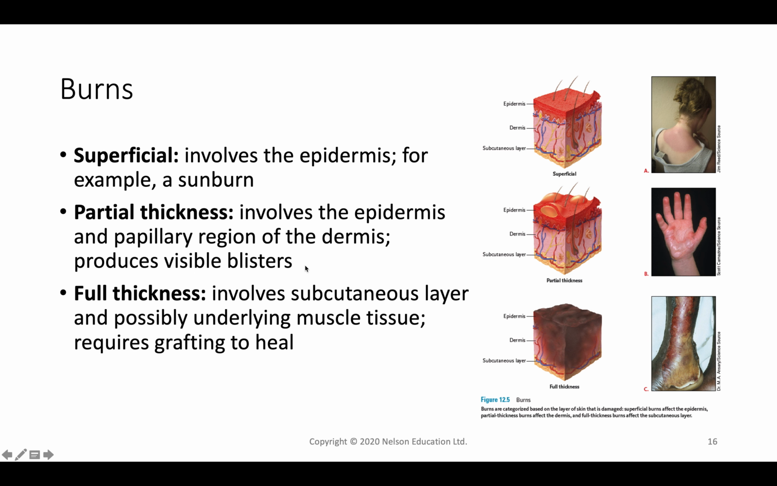Now, if we have a full thickness burn, we're going to go all the way through the epidermis and the dermis and get into that subcutaneous layer. Sometimes we can get all the way down to that underlying muscle tissue, and these are going to be severely damaged burns. Here's an example over here. These kind of burns can sometimes require skin grafts in order to heal.